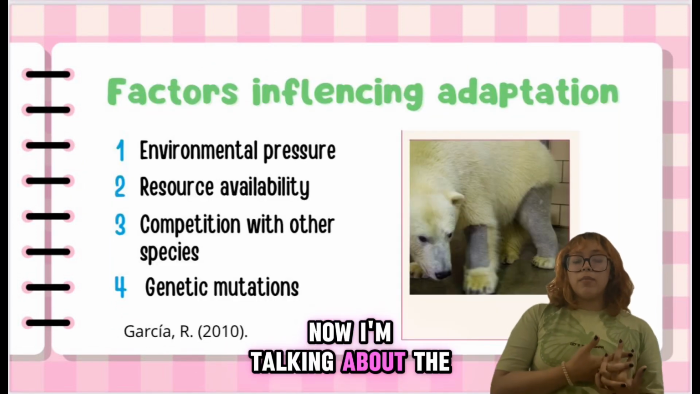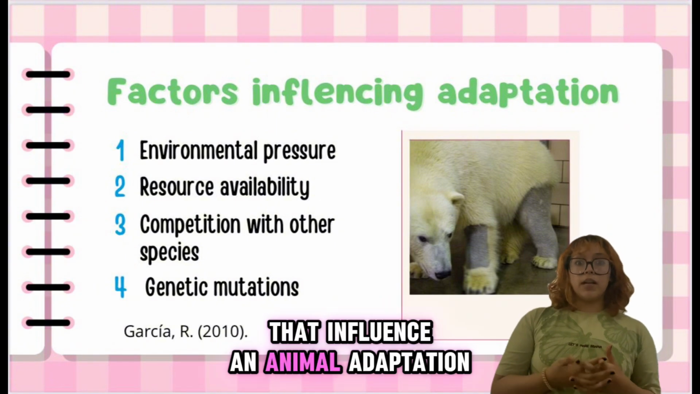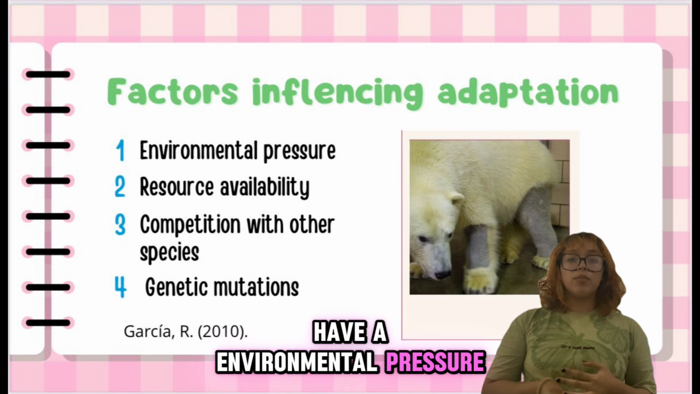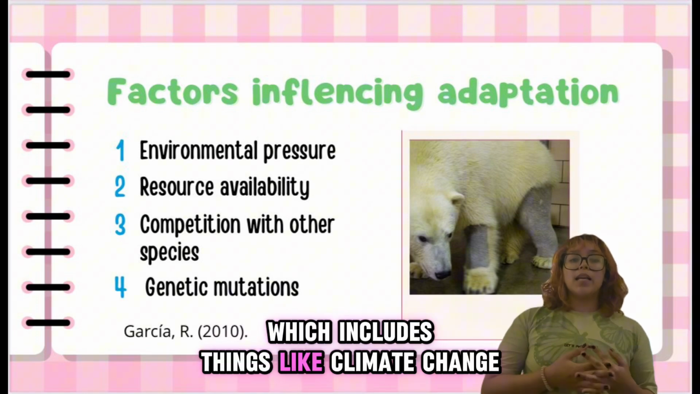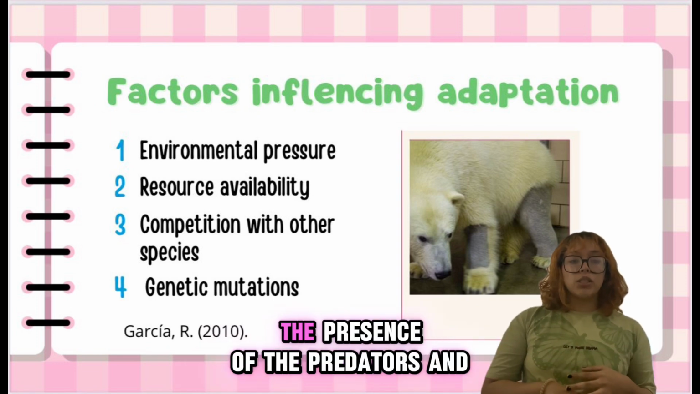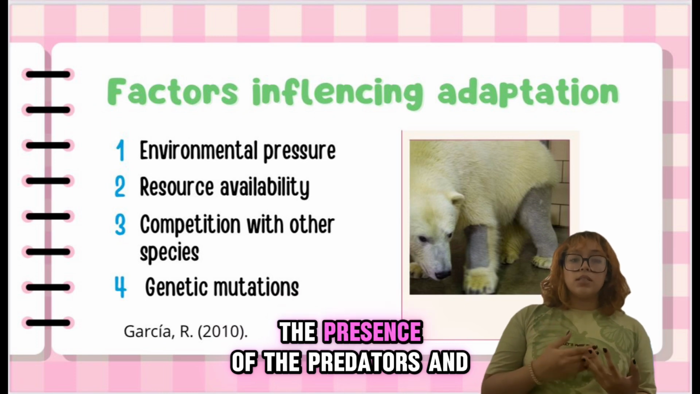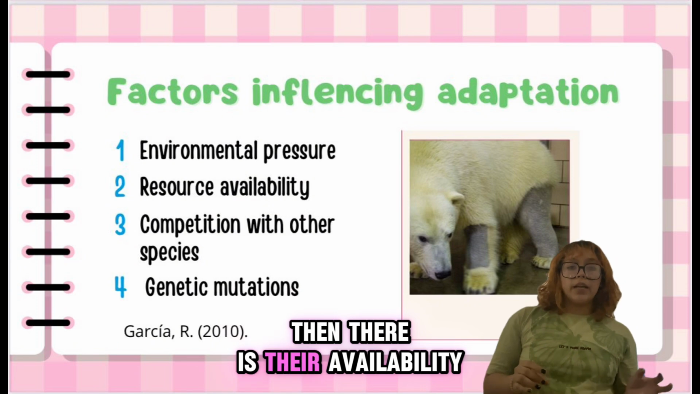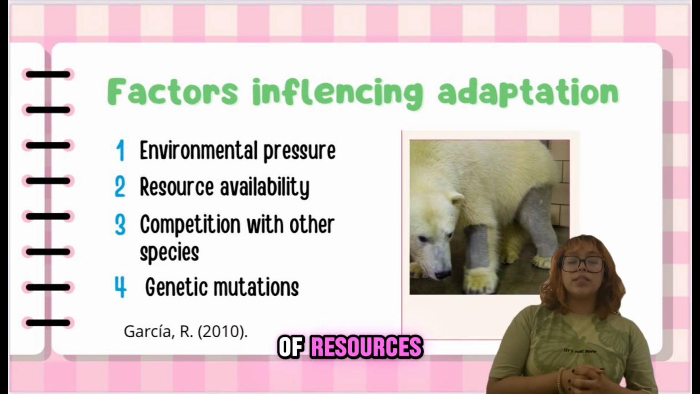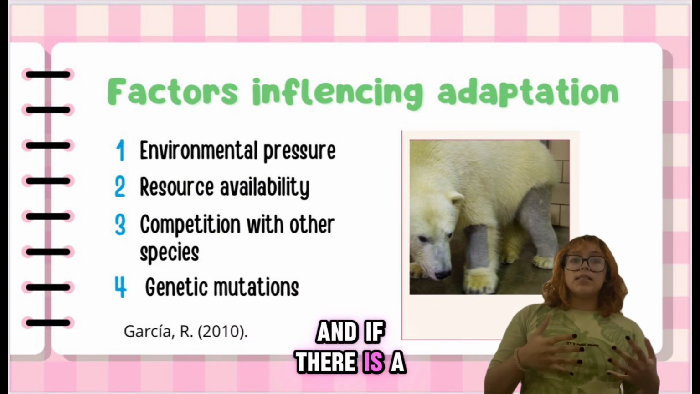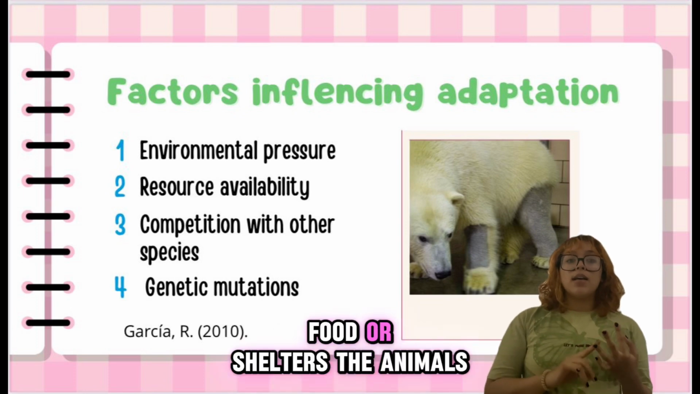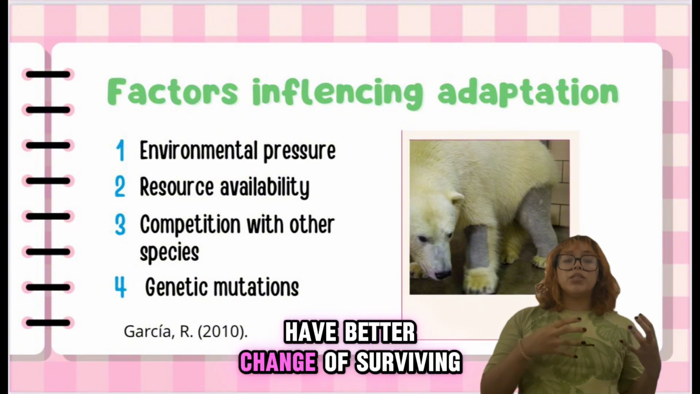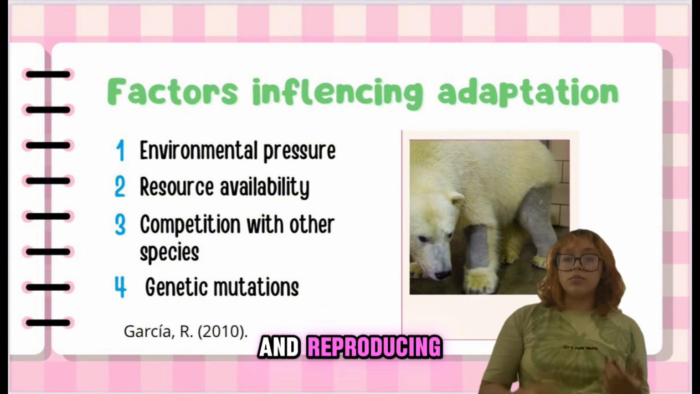Now I'm talking about the main factors that influence animal adaptation. First, we have environmental pressure, which includes things like climate change, the presence of predators, and even pollution. Then there is the availability of resources. If there is little water, food, or shelter, the animals that make the most of them will have a better chance of surviving and reproducing.